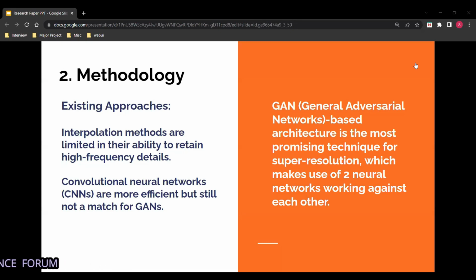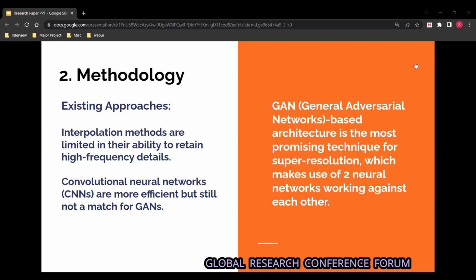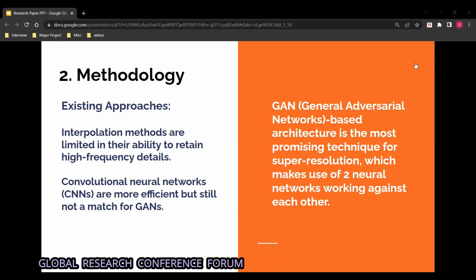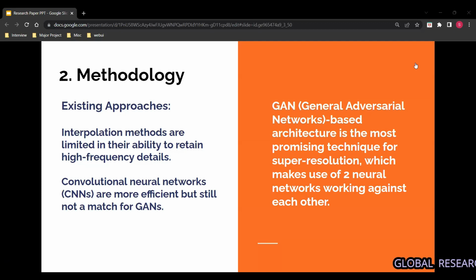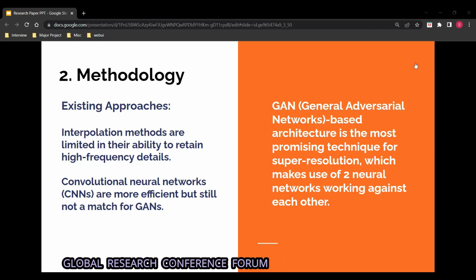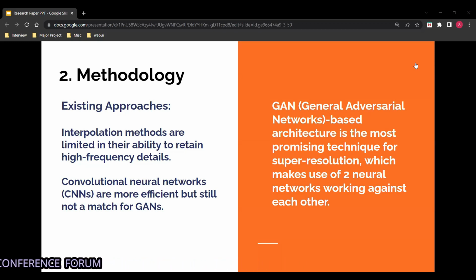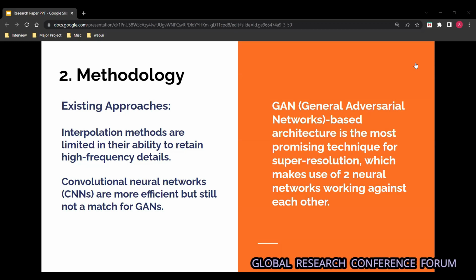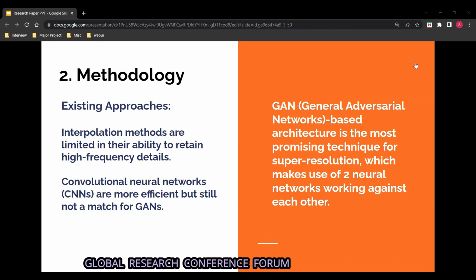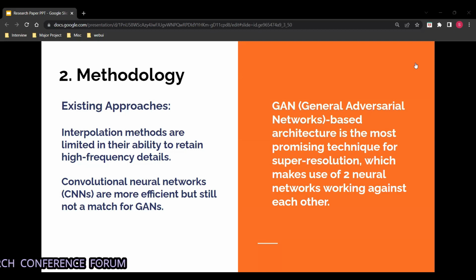Methodology. Existing approaches to super resolution are as follows. While there are multiple approaches like interpolation methods, they are very limited because they cannot account for high frequency details and produce very smoothened images. Convolutional neural networks or CNNs are more efficient than interpolation for high-end mapping between low resolution and high resolution images, but they still cannot match the results produced by a generative adversarial network.